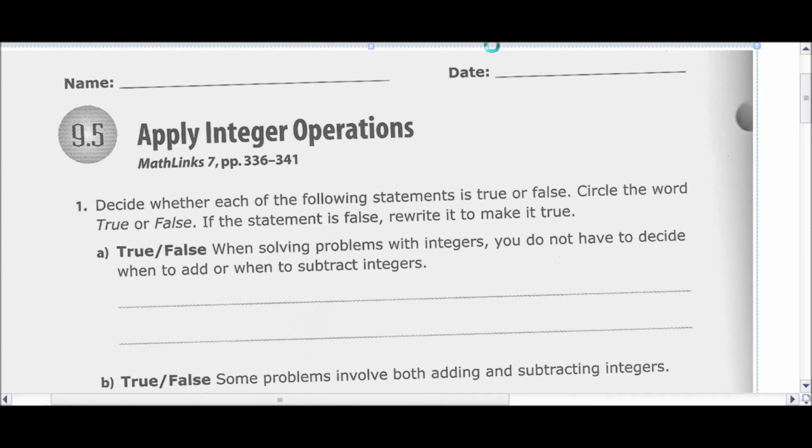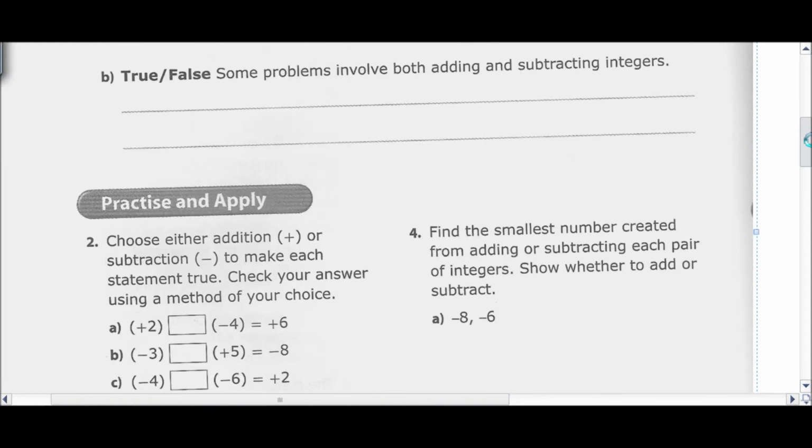Okay, this is the fifth and final lesson for this unit. The worksheet you need here is 9.5, apply integer operations. There's nothing really new to cover here. We've already pretty much covered everything we need to know for this unit. Just a matter of applying this knowledge now to a couple problems.